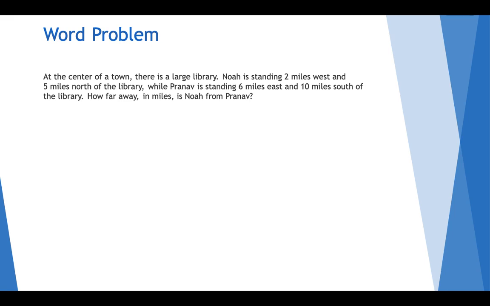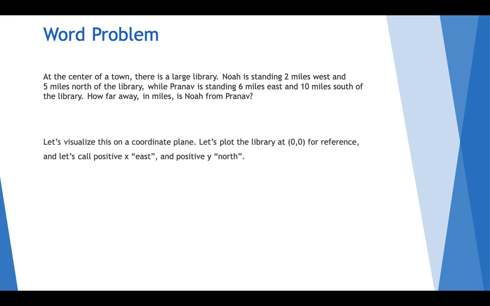Okay, so this is daunting at first. There's a lot of words, a lot of unnecessary detail that we probably don't need. But let's just think of this one step at a time. Just for a frame of reference, let's call the library 0, 0. Just make the library the origin, because our other distances and locations are based on where they are relative to the library. And let's define the positive x-axis as going east and the positive y-axis as going north.